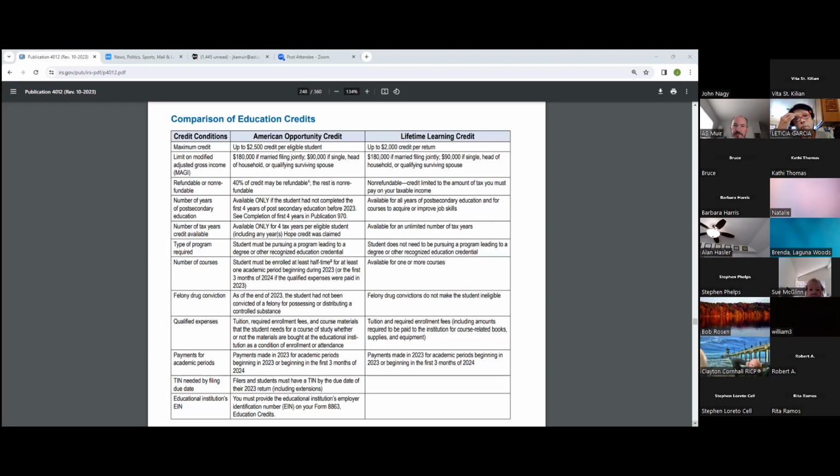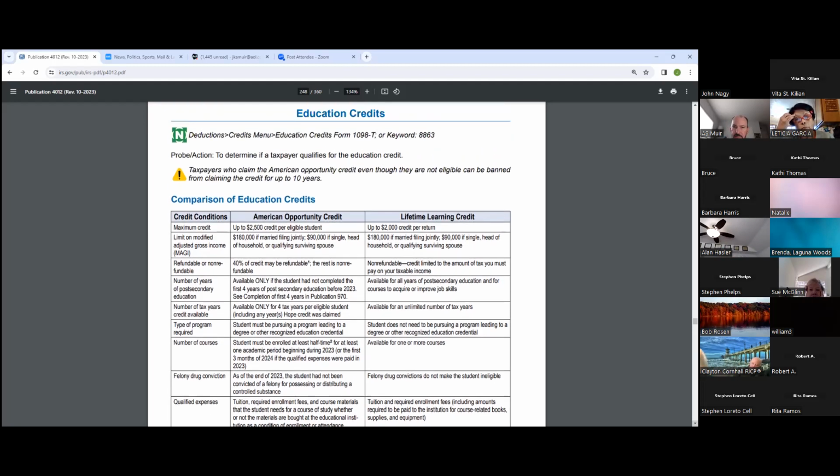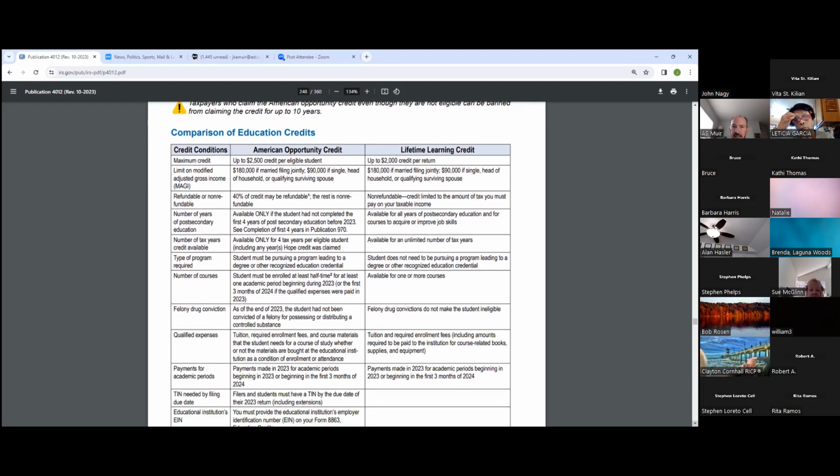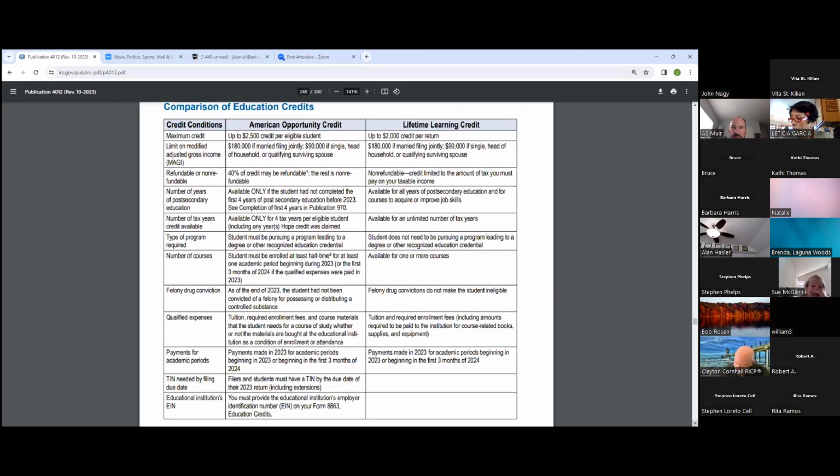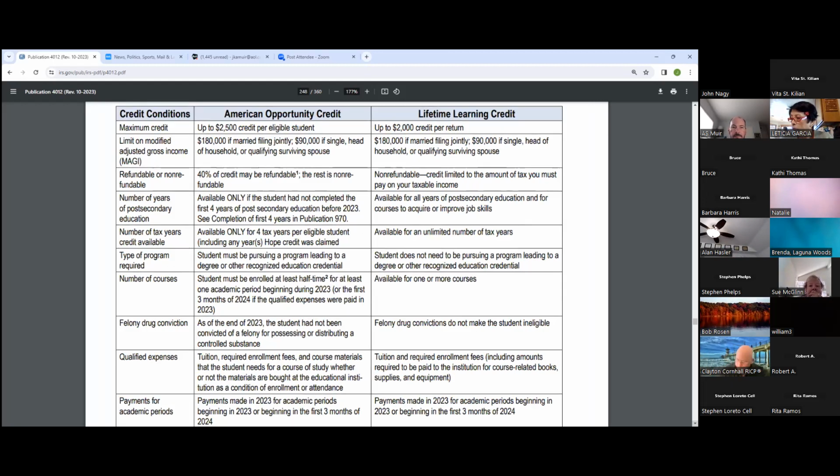And so this comparison, and let me see if I can get the page. This is Julia 8. And Sean, can you see where it says comparison of education credits? Yeah, sure. We can see that.